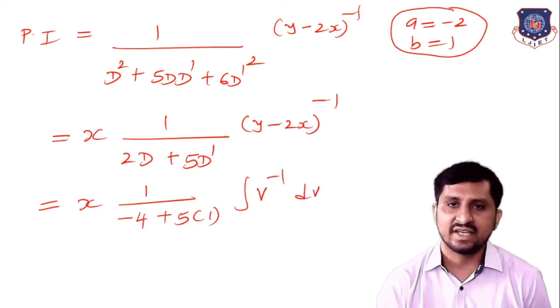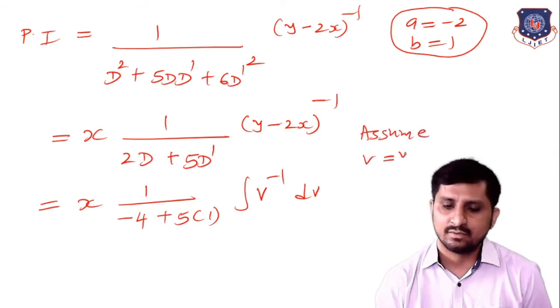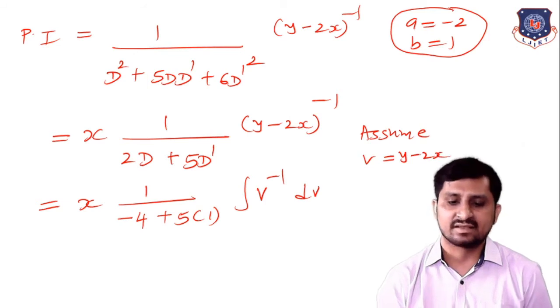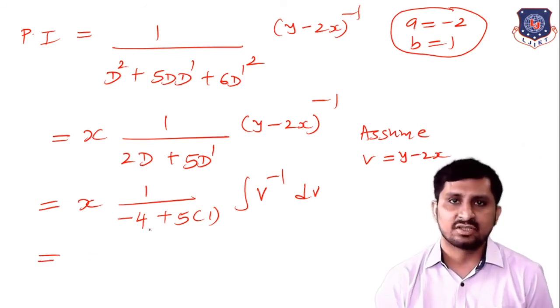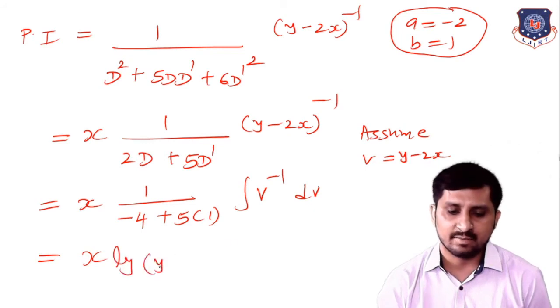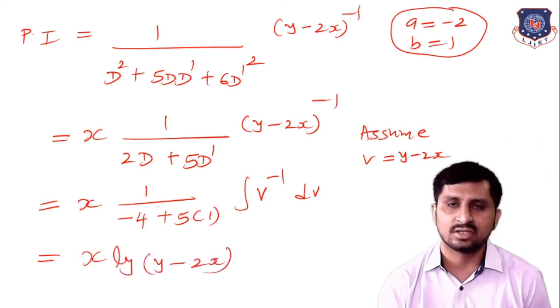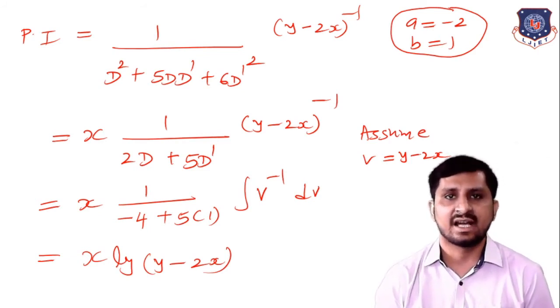What is v? V is nothing but y minus 2x. Don't forget to assume v is nothing but y minus 2x. So this is equal to 5 minus 4, that is 1. So x into 1 upon v, integration of 1 upon v, that is log v. So log and the value of v, that is y minus 2x. So x into log y minus 2x. So this is the particular integral for this example.